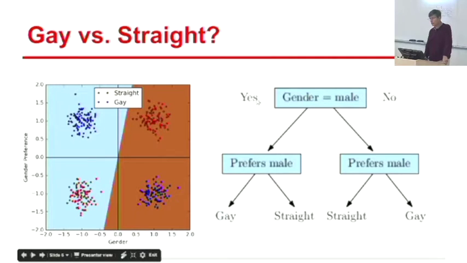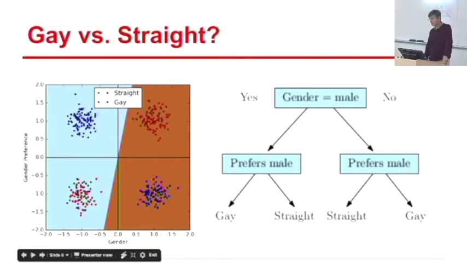What would you do? Compare the feature: is gender greater than 0? If yes, is preference greater than 0? If so, they are gay. If not, they are straight. If gender is less than 0 and preference is greater than 0, then they are straight, if not, gay.